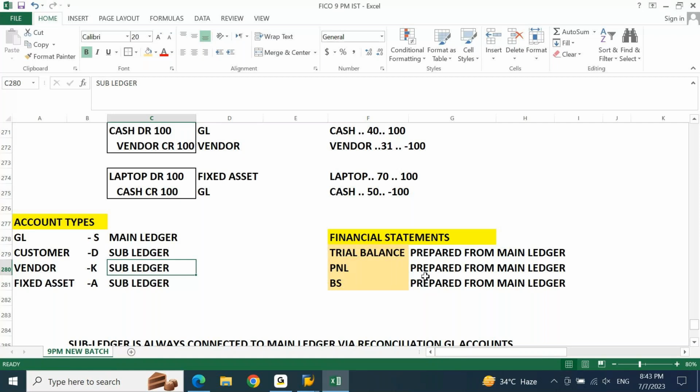So in short, when we are talking about financial statements, your financial statements are always prepared from the main ledger account, not from the sub ledger. You are going to prepare the trial balance at GL account level. GL account is always main ledger. Your main ledger always contains a sub ledger balance. Is that right? Main ledger always contains sub ledger balance. Yes or no?